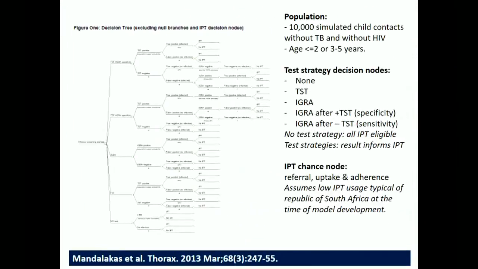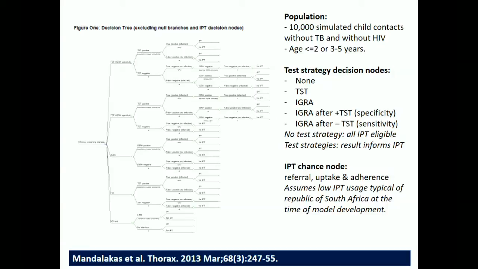So we used a population of 10,000 simulated child contacts without TB and without HIV. And we actually used two populations. We used children less than or equal to 2 years of age, and then another cohort that was 3 to 5 years of age, because the risk of disease progression is different in those two age groups. So as you travel through those Markov models, you need to use different probability estimates.